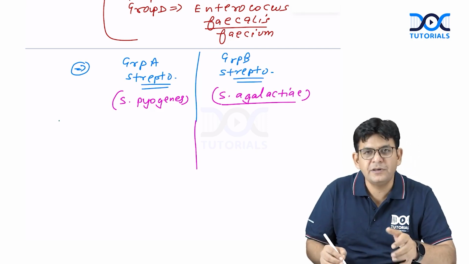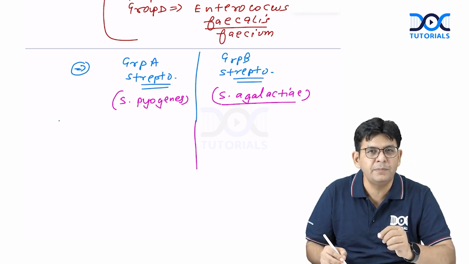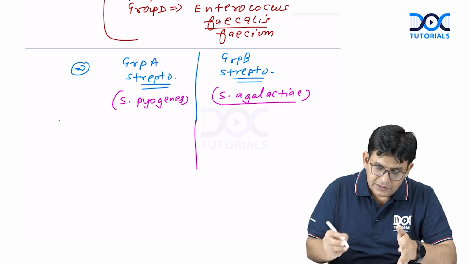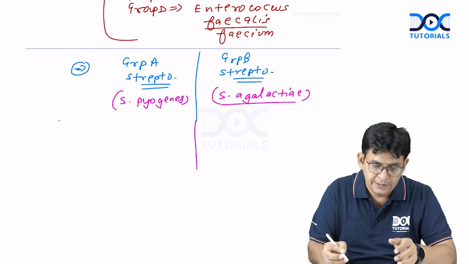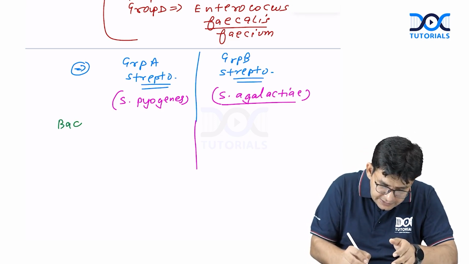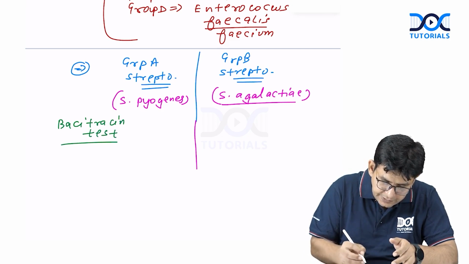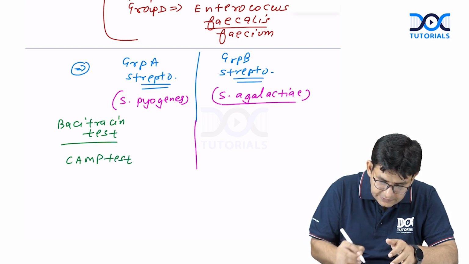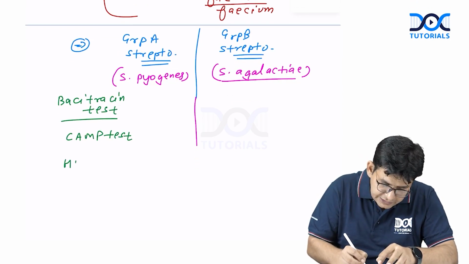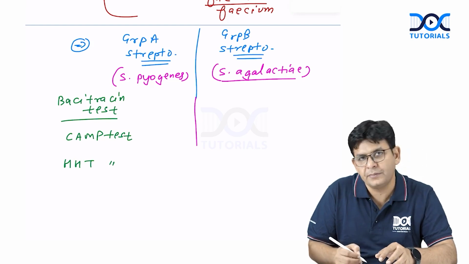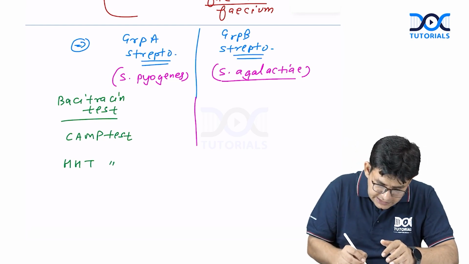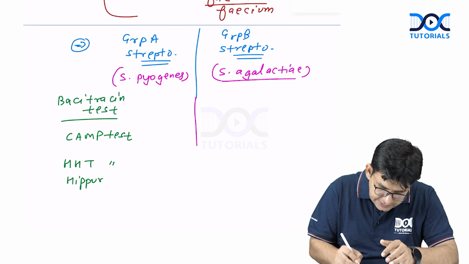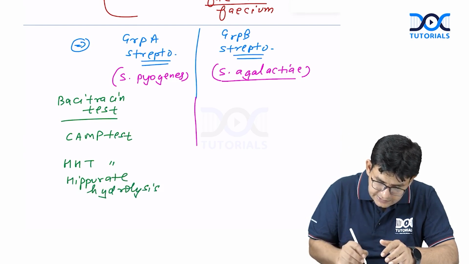Okay. So group A strepto is Streptococcus pyogenes. Group B strepto is Streptococcus agalactiae. Is it fine? Then how to differentiate between them? Differentiate between them on the basis of certain tests. One is the antibiotic test, that is the Bacitracin test. Then you have a reaction termed as CAMP test, and then you have a reaction termed as HHT test. And what is HHT test? Hippurate hydrolysis test. Hippurate hydrolysis test is HHT test.